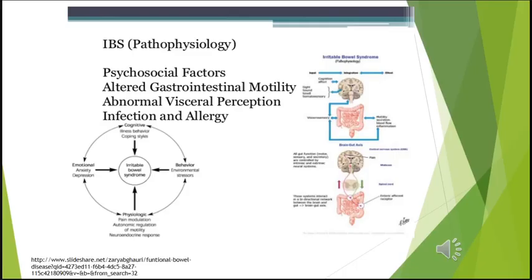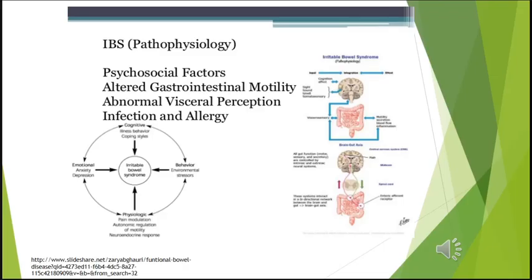This slide begins to discuss some of the things that are associated with IBS. With most people with IBS, they do have psychosocial factors that have a great influence upon their pain and their abnormal visceral perception. They also have altered gastrointestinal motility. Oftentimes it's either too fast, resulting in diarrheal type defecation, or it's way too slow, and has symptoms of constipative type IBS.